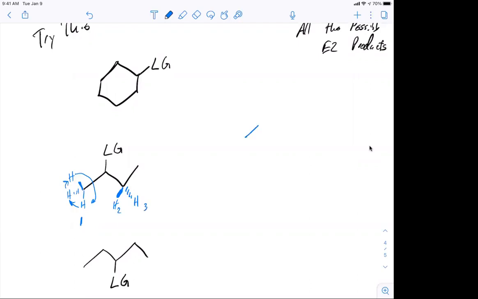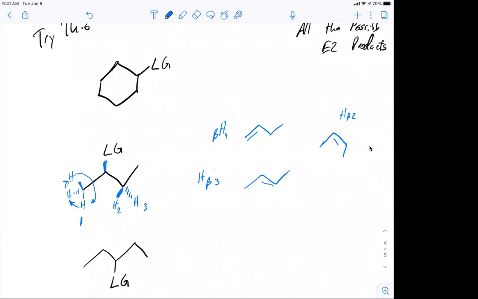So therefore, I can eliminate beta hydrogen 1. I can eliminate beta hydrogen, and let's say this was up. And this is beta hydrogen 3. And then we'll get a little bit more specifics in this in a second. Beta hydrogen 2.